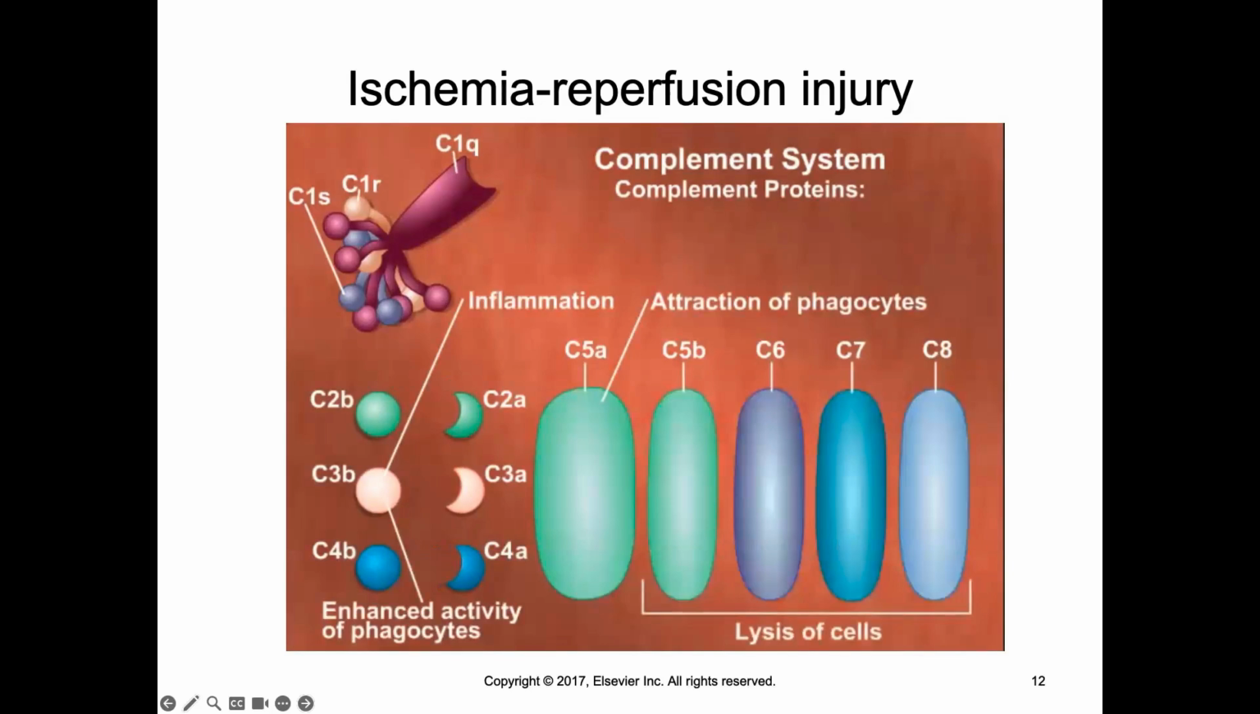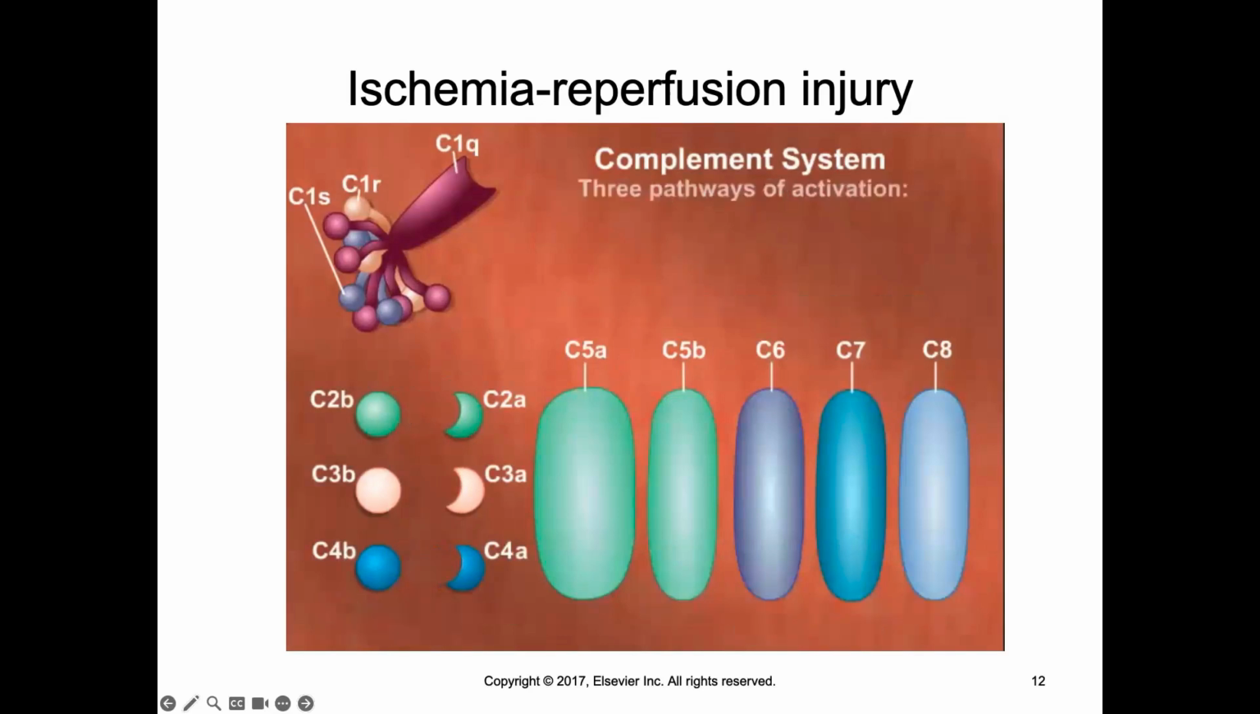Complement proteins are activated by a cascading mechanism. There are 3 pathways of complement activation: the classical pathway, the alternative pathway, and the lectin pathway. The classical and alternative pathways are demonstrated in this animation.